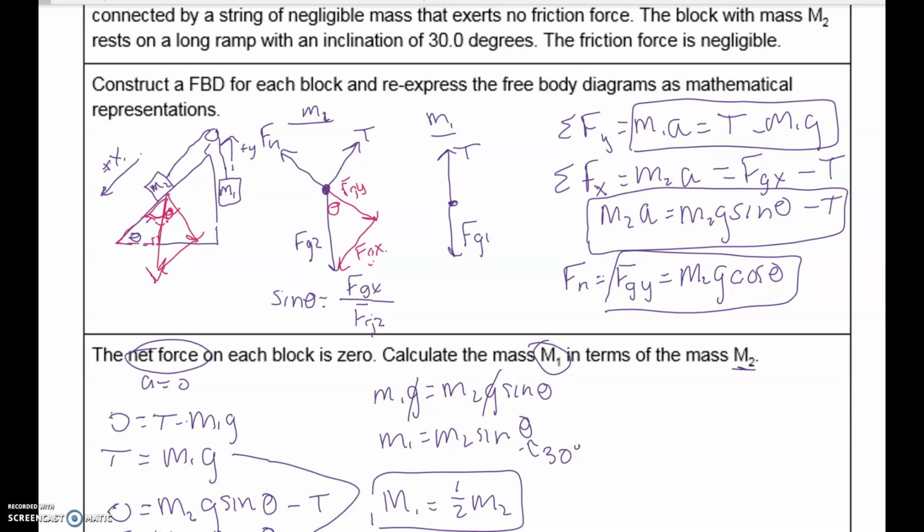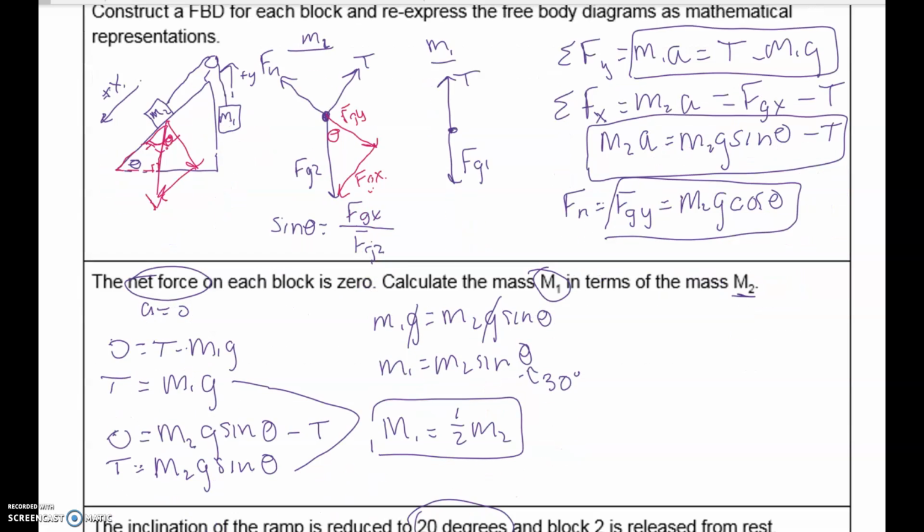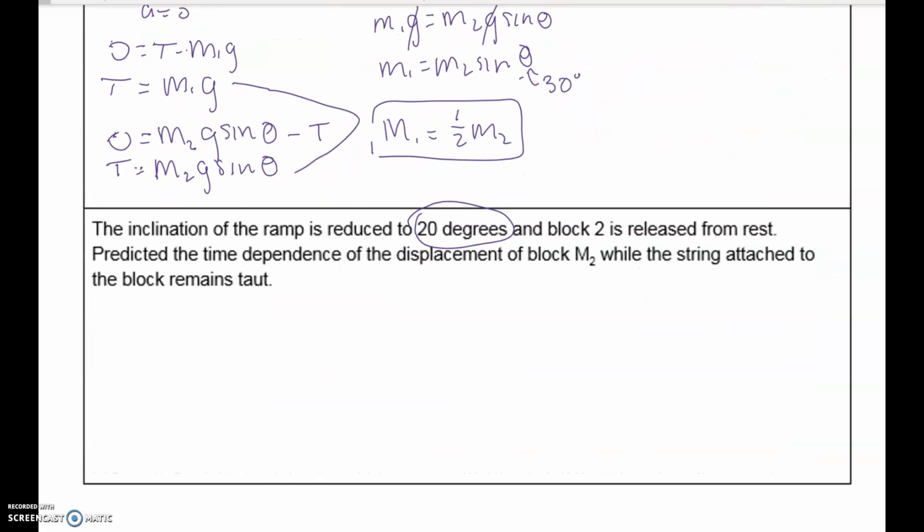But if we make the incline a little shallower, as you can imagine, just based on your intuition, this means M2 is going to slide up the ramp and M1 will fall. All right, so that's what we expect to happen. So we predict the time dependence of the displacement of block M2. This should ring some kinematic bells. We need displacement, so delta x, and we want time dependence based on that. So this basically means we're dealing with the position equation.